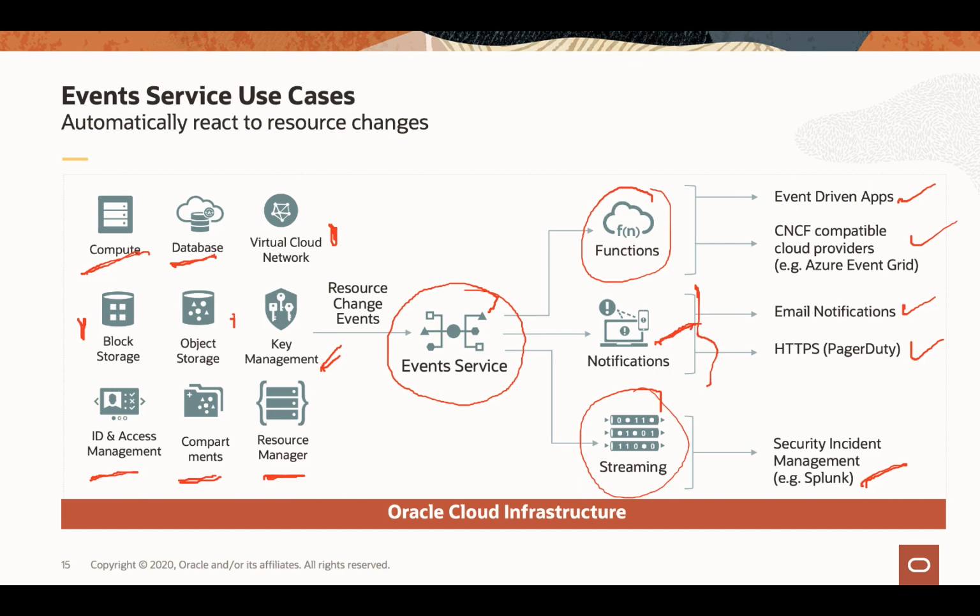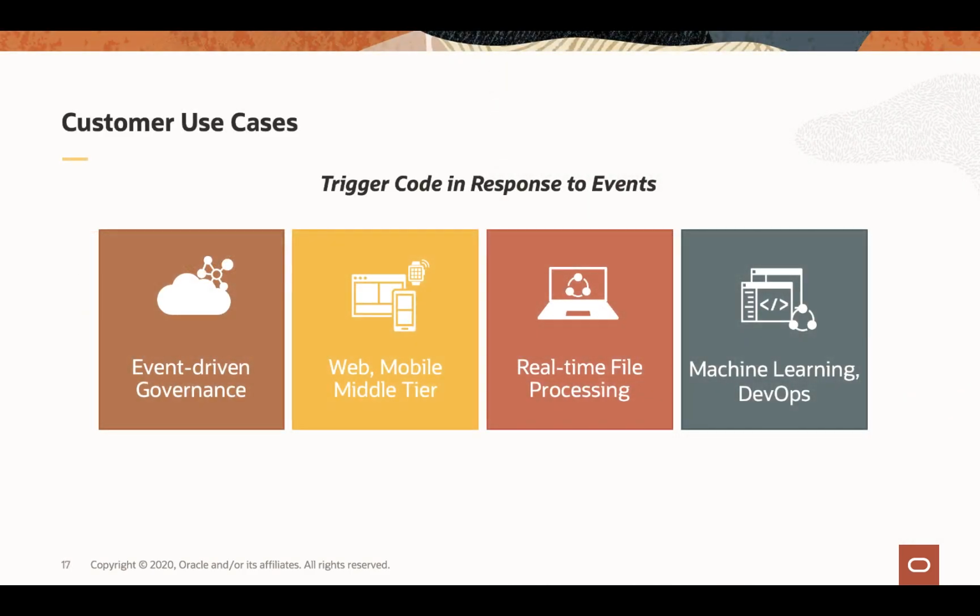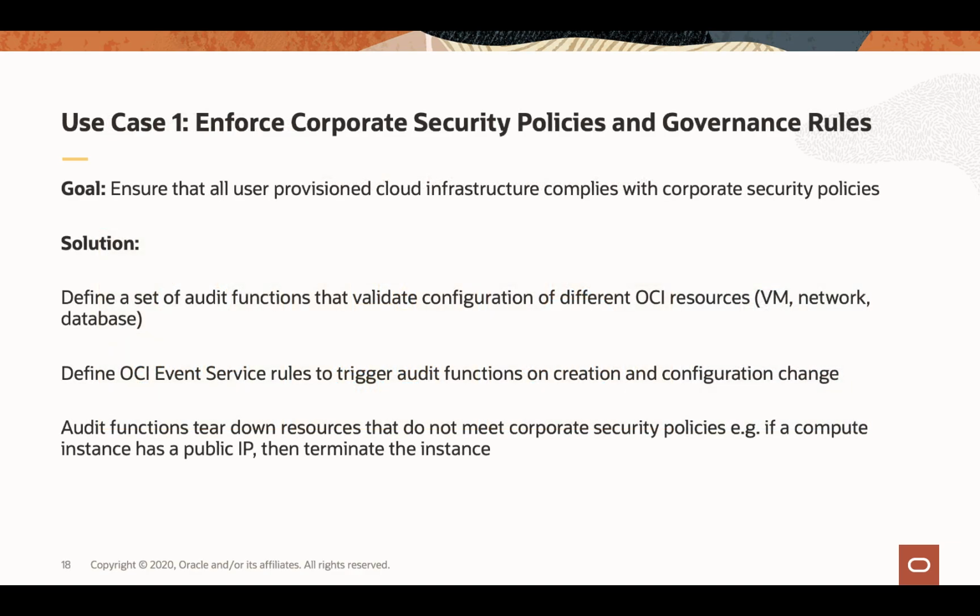Okay, now let's look at the use cases. Let's look at a couple of use cases. So customer use cases: event-driven governance. You can run web or mobile middle tier. You can run real-time file processing, machine learning, or DevOps. Okay, let's look at a use case first.